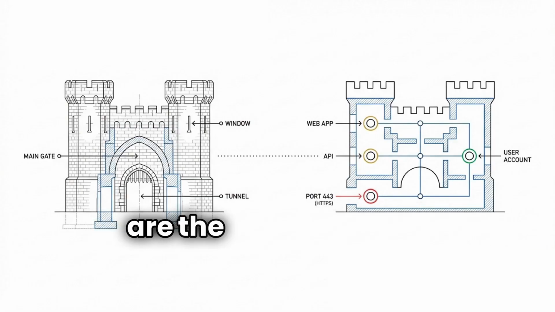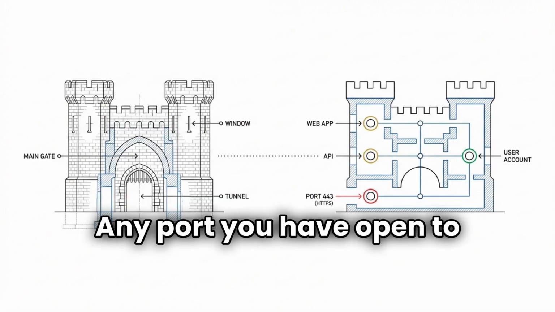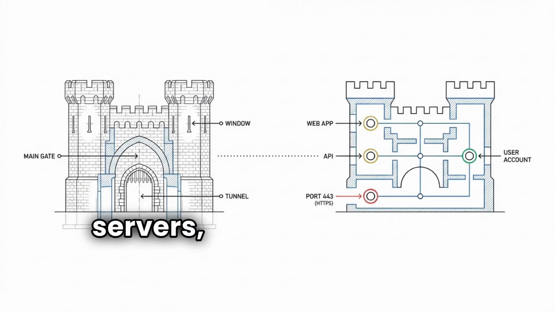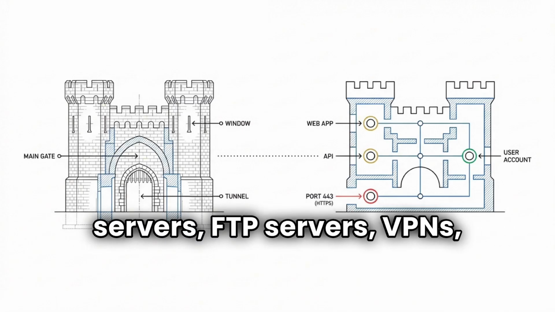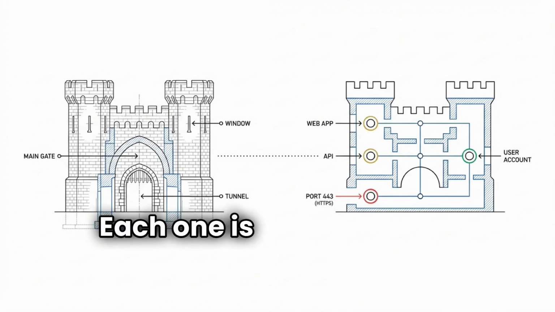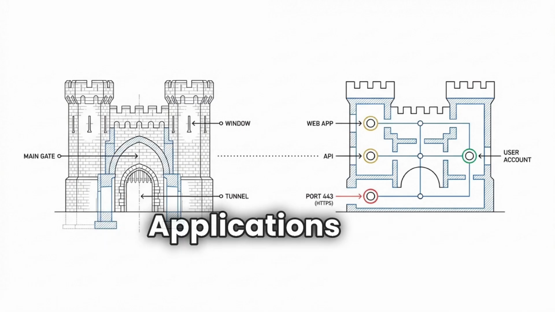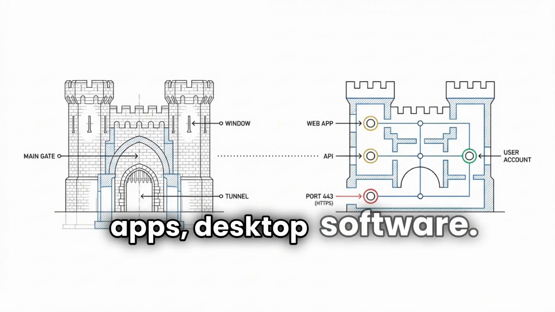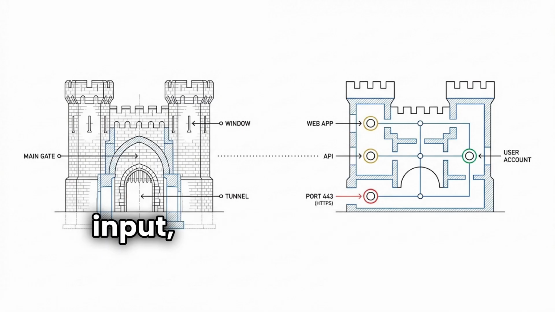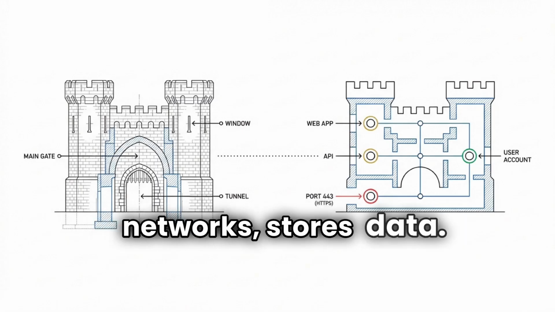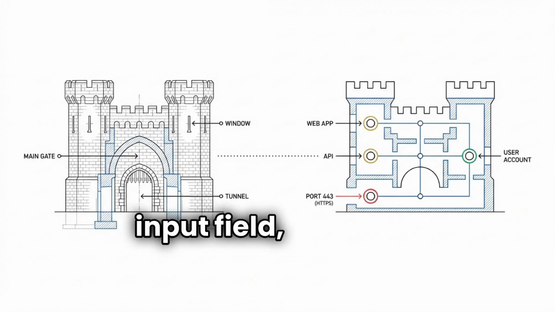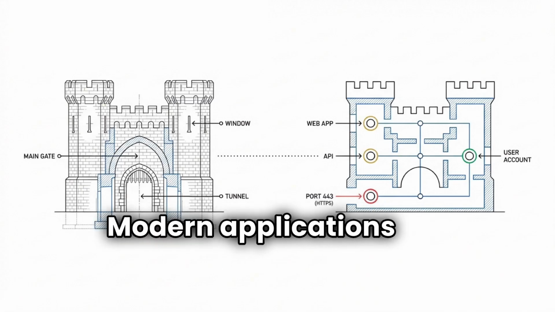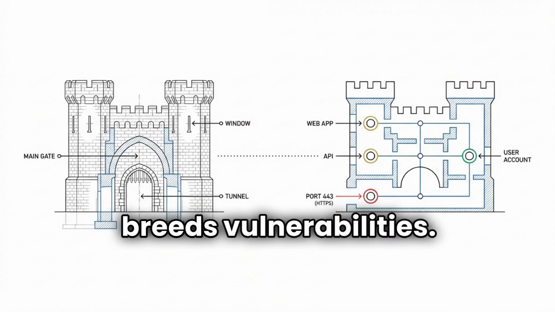Network-exposed services are the most obvious. Any port you have open to the internet, any service listening for connections, web servers, email servers, FTP servers, VPNs, remote desktop services. Each one is an entry point that needs to be secured. Applications are massive contributors. Web applications, mobile apps, desktop software. Each one processes user input, communicates over networks, stores data. Every feature, every input field, every API call is a potential point of exploitation. Modern applications are complex, and complexity breeds vulnerabilities.